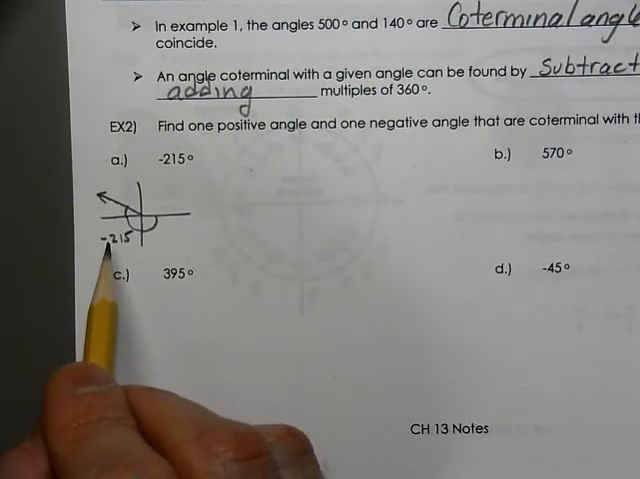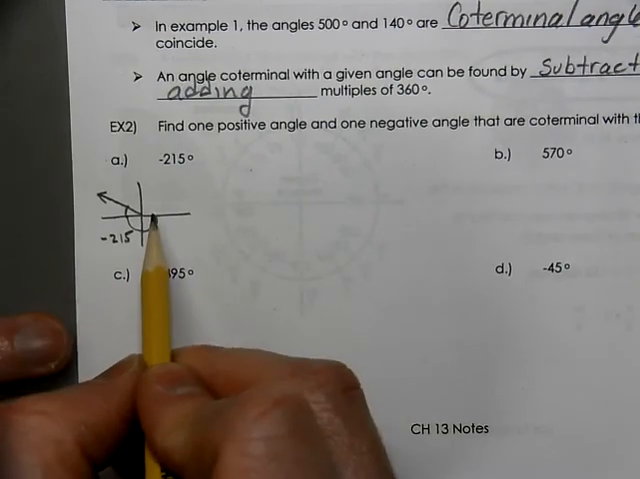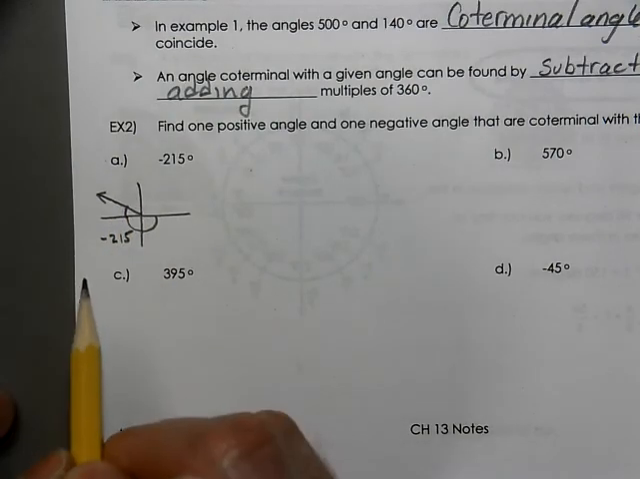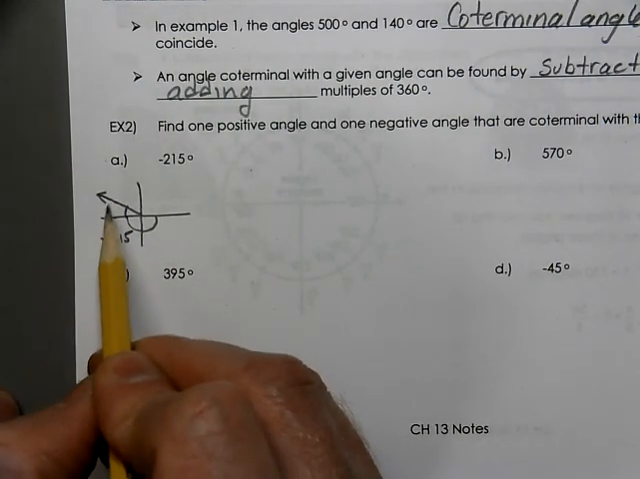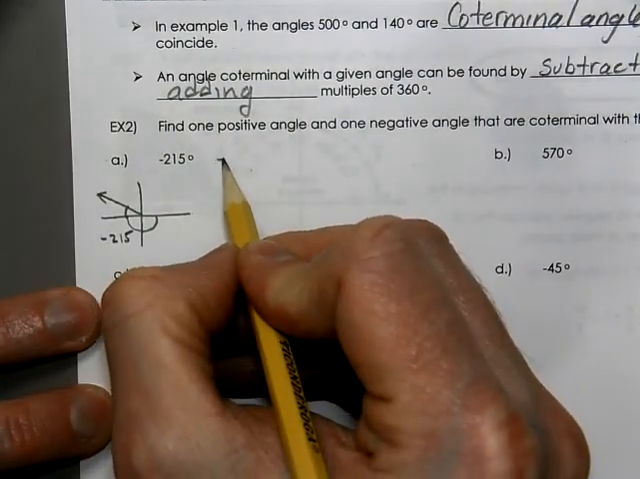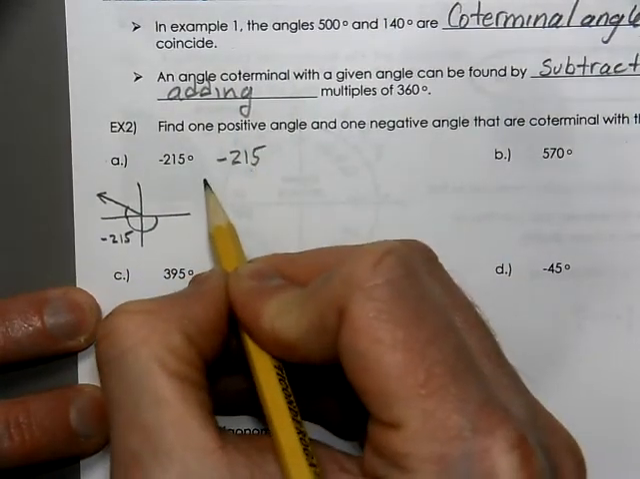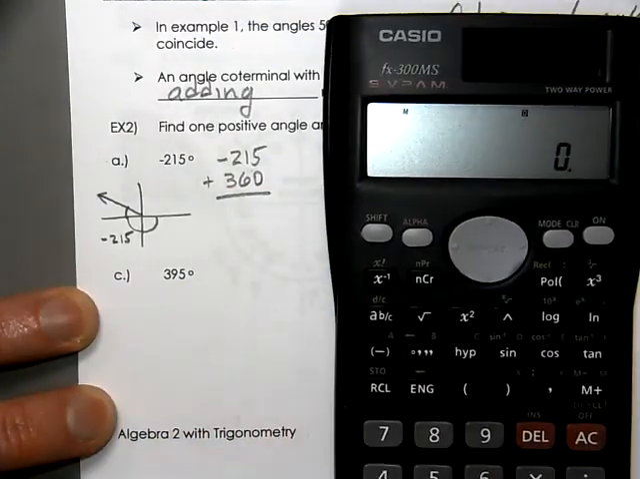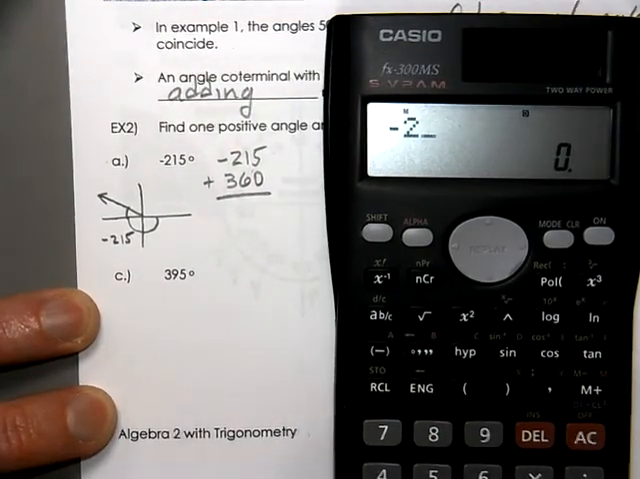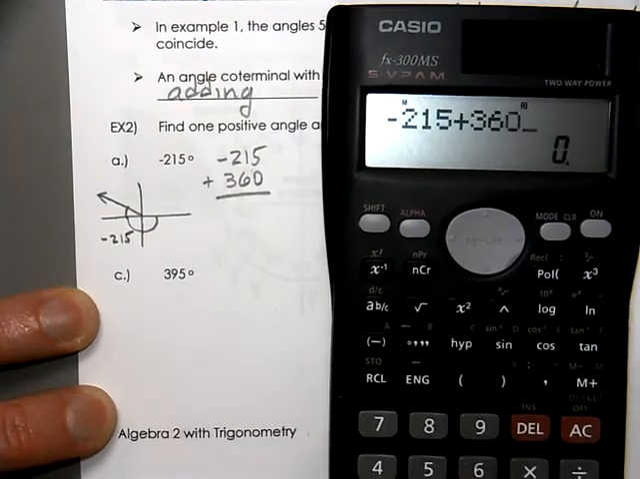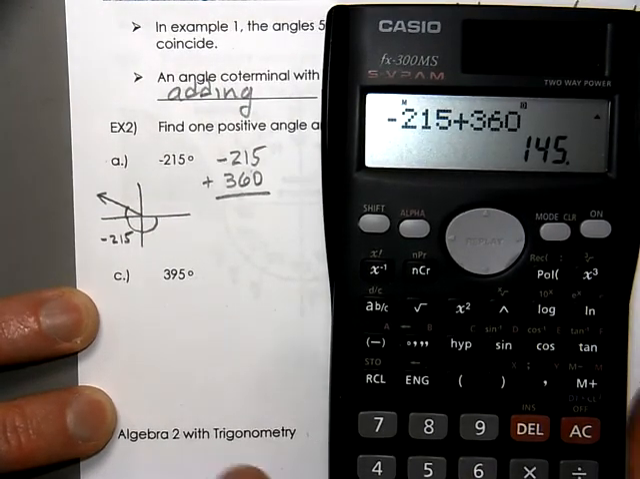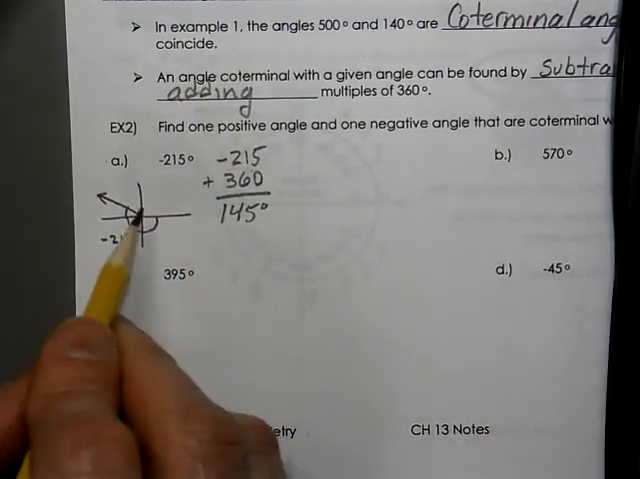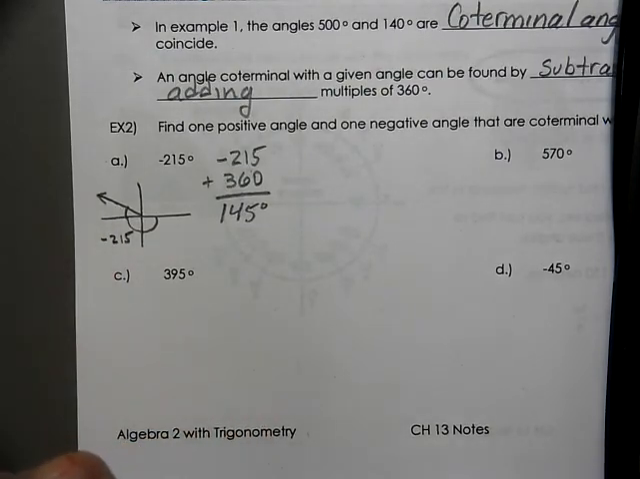What other angles land right there? You could come up this way. So 90 plus something else would get us to go there. You could take 180 and subtract that 35. Or you could take the 215 and add the 360. So there's multiple ways for us to see how to get there. We have the negative 215 and we're adding the 360 to it. That gives us 145. So an angle of 145 would be going in the exact same direction.